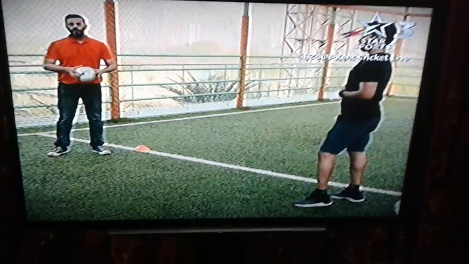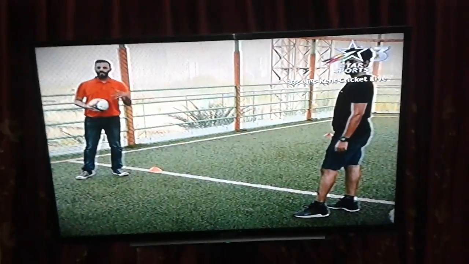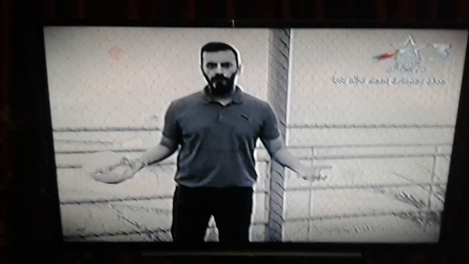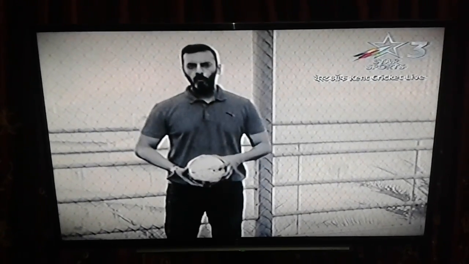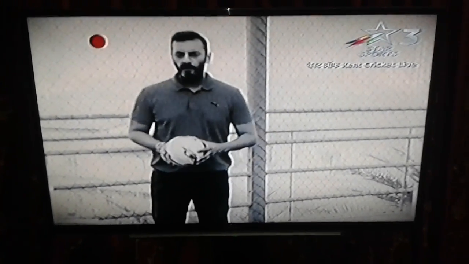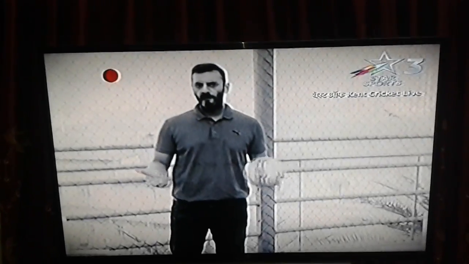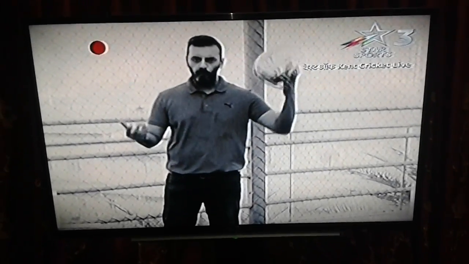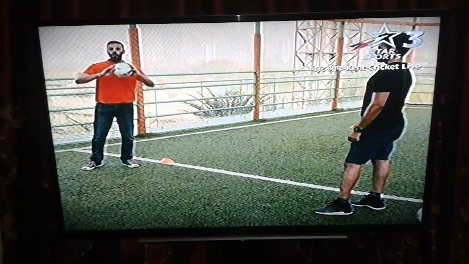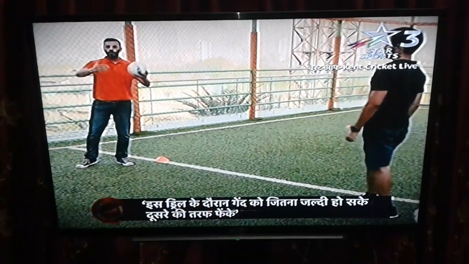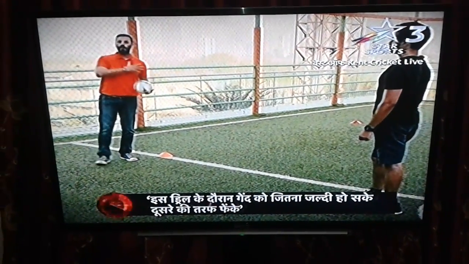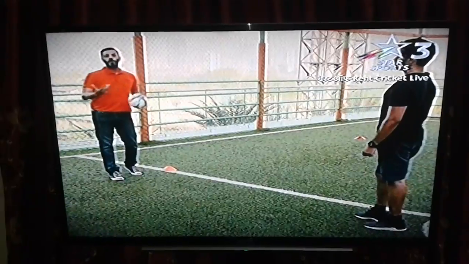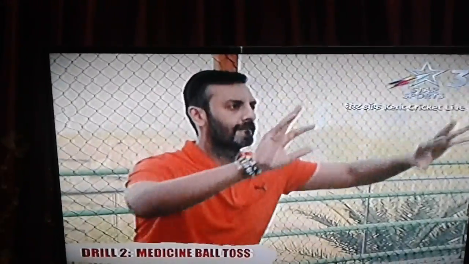One of the vital components of being a fast bowler is obviously arm speed. And that is a trained component. It's something that you need to work on. So we're going to do a very, very simple drill here. We're going to do what's called a medicine ball toss, which can be done with a big medicine ball. The aim of the drill is to toss the medicine ball between two people and to use the plyometric and explosive power of your chest to get rid of the ball as quick as possible.